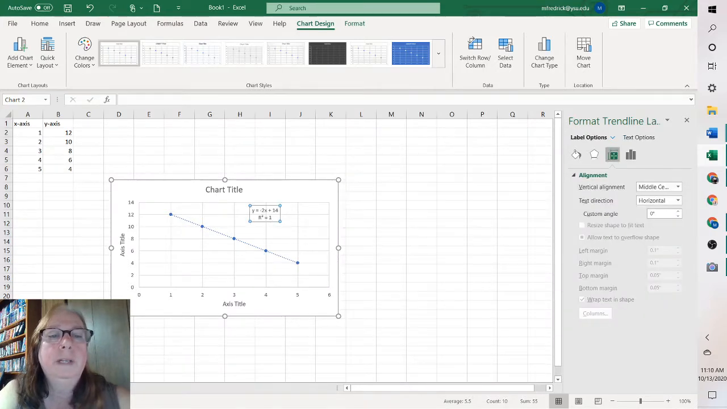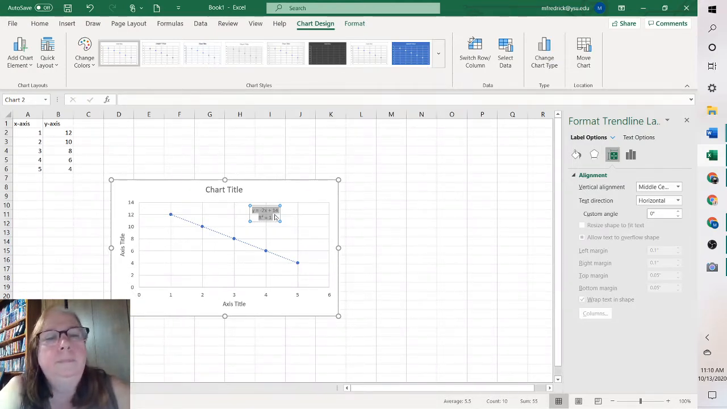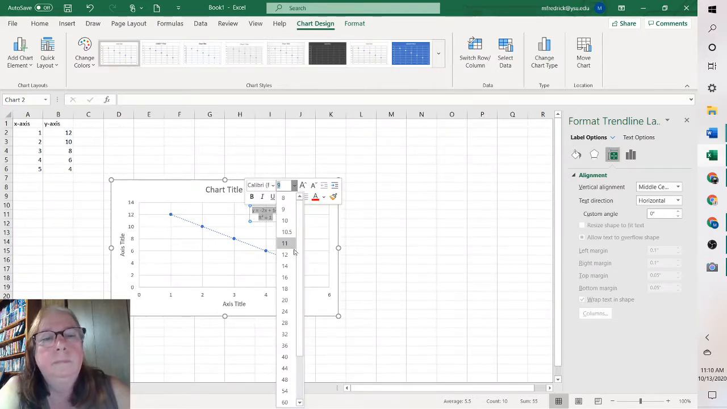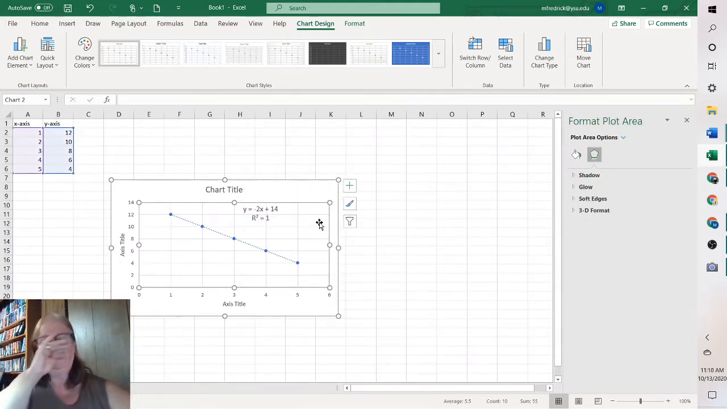I'm going to make the letters a little bigger so you can see them a little better.